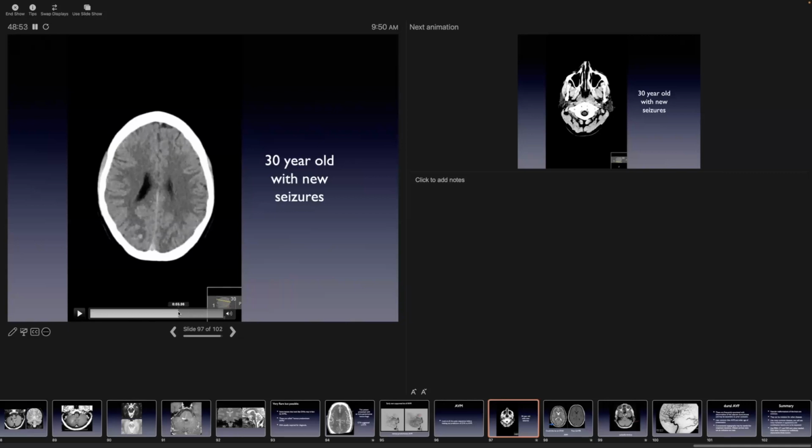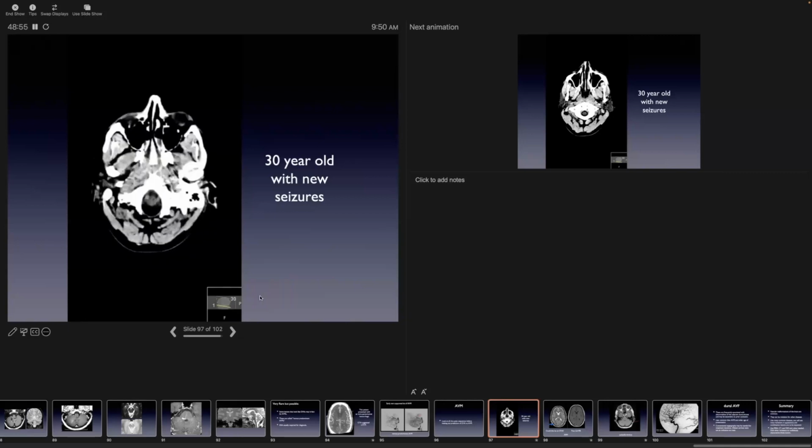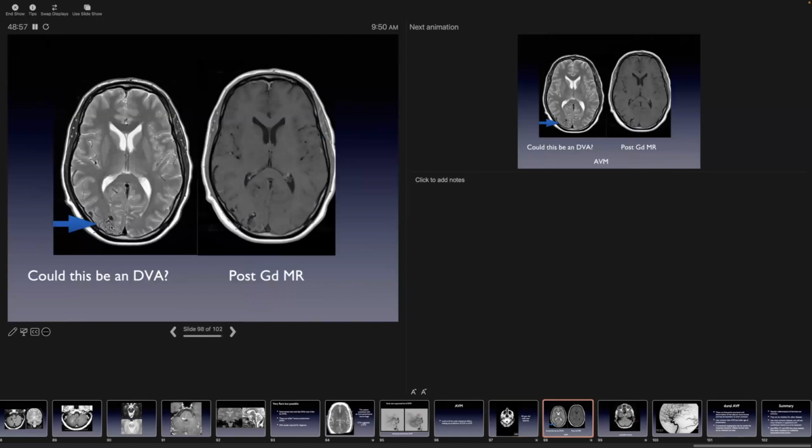Not much to look at on this non-contrast scan. This is what it looks like on the MR scan, T2 weighted scan. Could this be a DVA? Look on the post-contrast imaging, you see the flow voids here. So again, this violates that rule that I stick with, that on T2 weighted imaging, you should have homogeneous enhancement of the draining structures if you're dealing with a DVA.